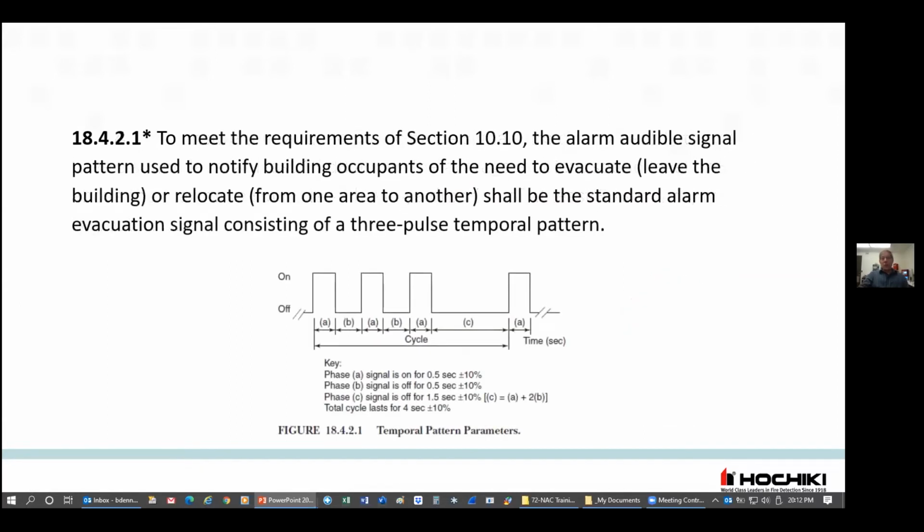Now, there's also a special signal pattern that is used. It is the 3-pulse temporal pattern, commonly called temporal 3. And I'm sure we've all heard this pattern. This pattern is what is required by NFPA. And this is the pattern that is intended to notify people that there's a fire emergency and that they either need to leave the building or they need to relocate to another part of the building. And if you haven't heard the temporal 3 pattern, I will play it for you here.